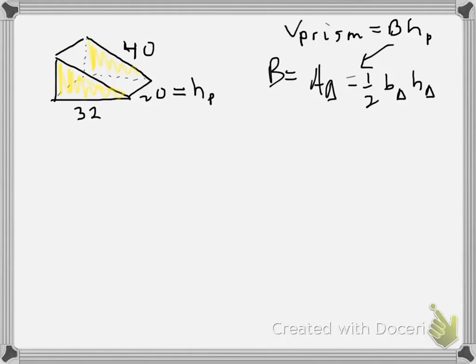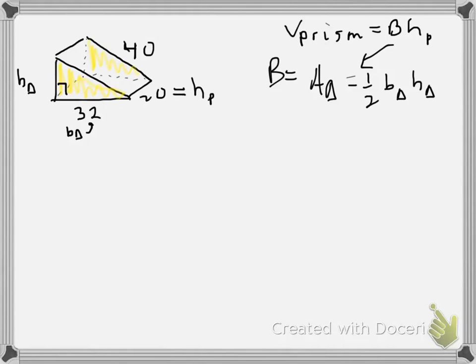There's the prism's height. So we need to look at the triangle, and the triangle has a right angle in it. So we know it's a right triangle, so we already know that this is the base of the triangle right here. Okay? What we need is the height of the triangle, which is right here.